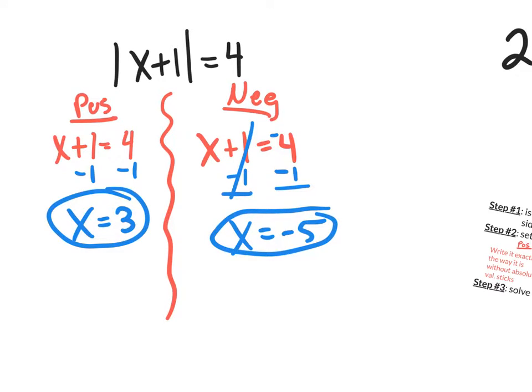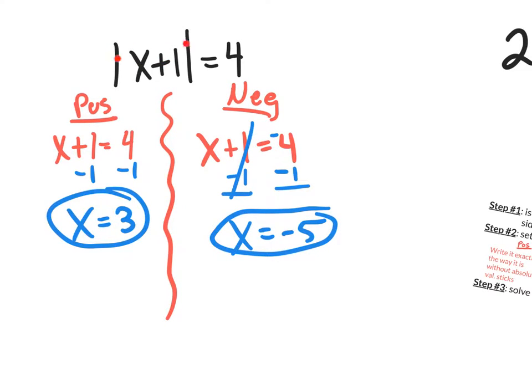As you could see, if you were to take the 3 and plug it into the original absolute value equation, what's 3 plus 1? And what is the absolute value of 4? It's 4, isn't it? Okay, so that definitely works. Now let's take the negative 5. Take negative 5, plug it right in here. What's negative 5 plus 1?